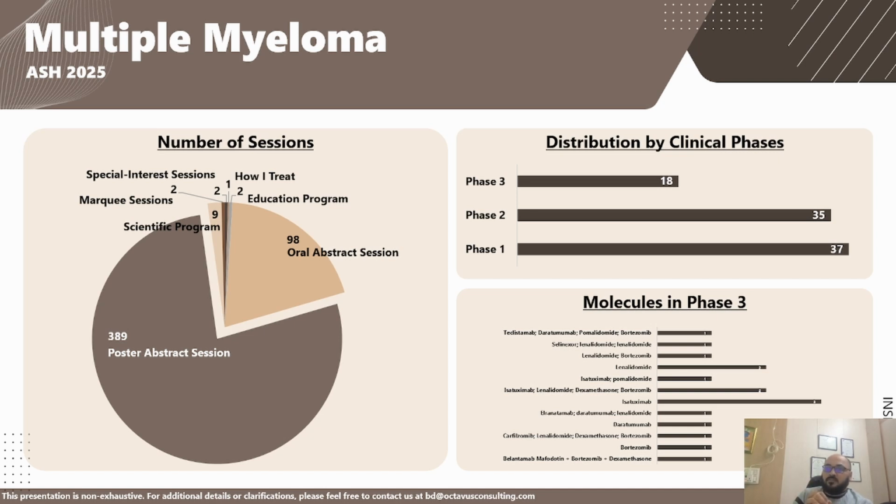But in the distribution by clinical phase, you see 18 results for phase 3 were presented, phase 2 had 35, and phase 1 had 37. So obviously this is a very high number. Within phase 3, isatuximab had the highest number of abstracts presented, and again, I'm talking only about abstracts. So this is very important, and it gives the reason why we chose this over anything else.